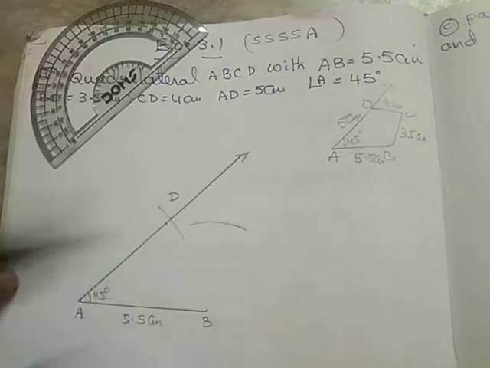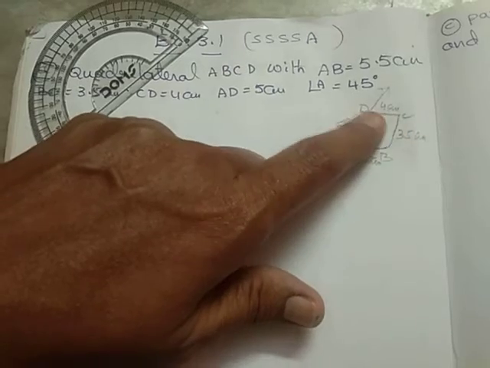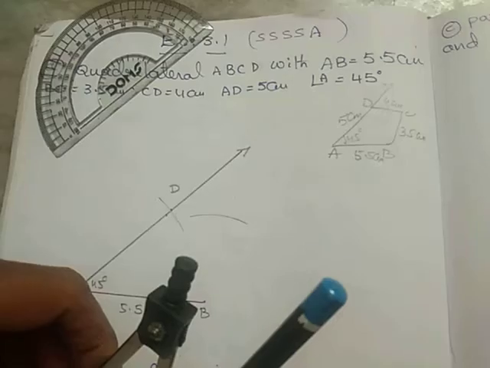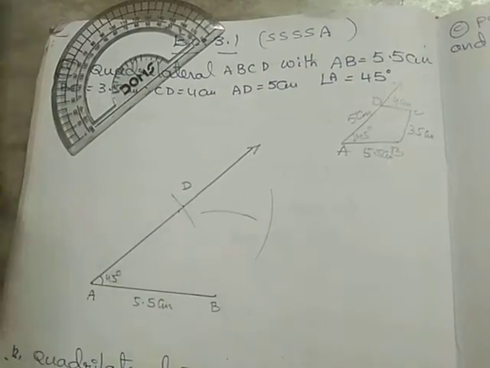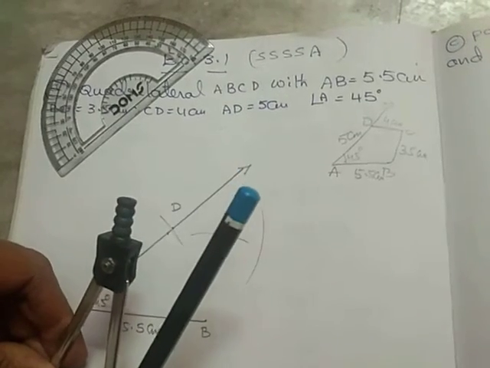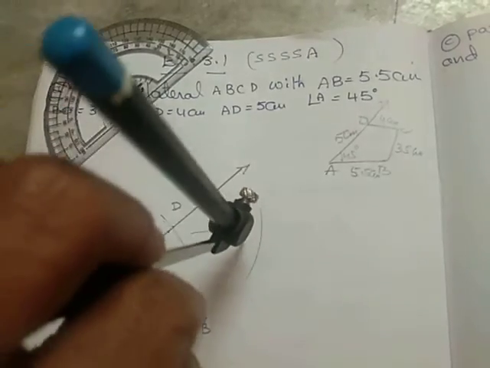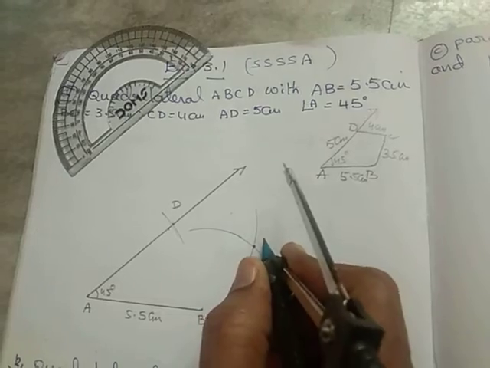So this is the 3.5 centimeters arc. And then taking D as center, draw an arc with radius 4 centimeters. So this is the 4 centimeters arc. These two should meet. So I am drawing this arc once again, 3.5 centimeters. So the point of intersection is taken as C.